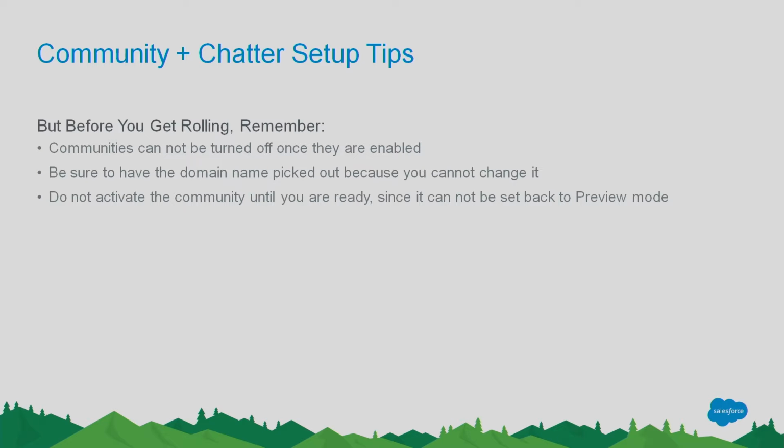For rolling out here, let's remember, communities cannot be turned off once they are enabled. So do not activate that community unless you're fully ready, because you can develop your community in preview mode, but once you activate it, you cannot set it back to preview mode. And also when you activate it, there's a checkbox to send emails, and once you click activate the community, it will send emails to every one of your users unless you uncheck that. So you can activate it without them knowing.